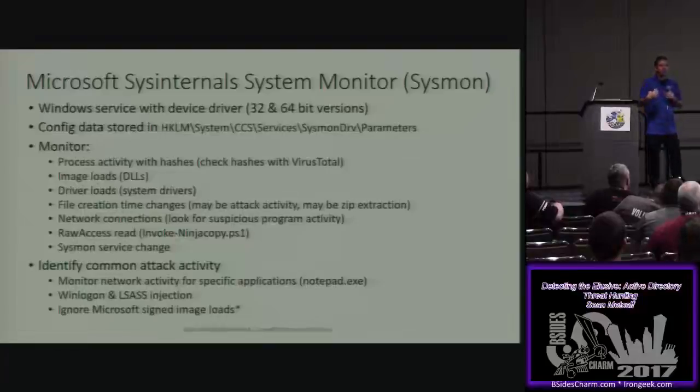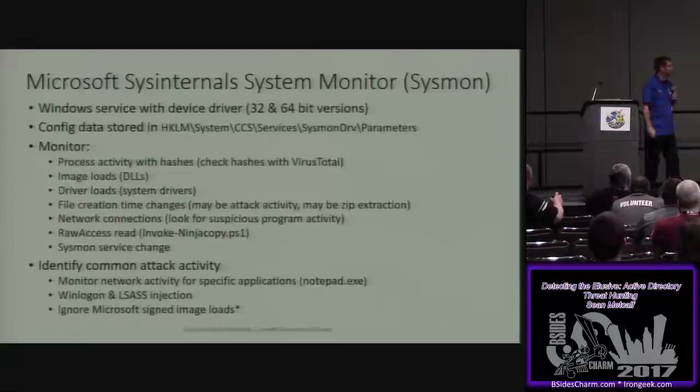But effectively, there are some key components that it monitors. There's a number of things here, like process activity with hashes, image load, driver loads, file creation time changes, network connections. So this is the one that I really like about Sysmon, is network connections. We can also look for injection into WinLogon and LSASS. We can look at raw disk pulls from the file system. So, for example, Invoke-NinjaCopy is a PowerShell tool, a PowerSploit tool that can actually pull the ntds.dit file off the domain controller while it's running, because it's doing raw access reads off of that file system.